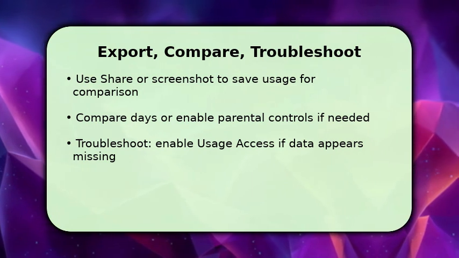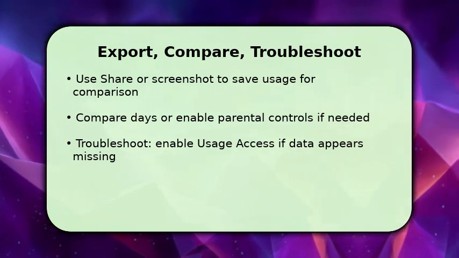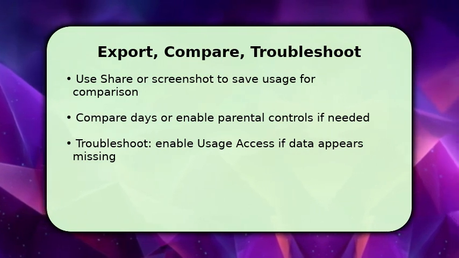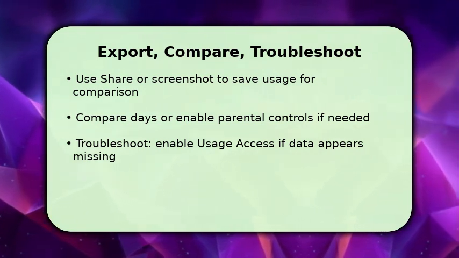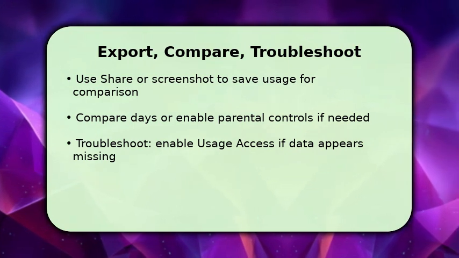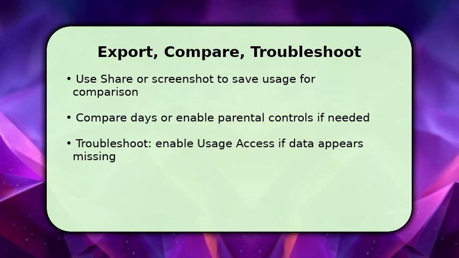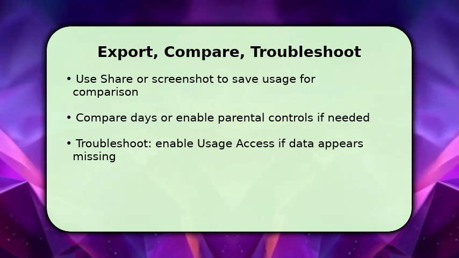Finally, if an app shows 0 or incomplete time, make sure usage access is granted. Settings, right arrow, apps, right arrow, special app access, right arrow, usage access, then toggle for Digital Wellbeing. That fixes most missing data problems, so your reports stay accurate.